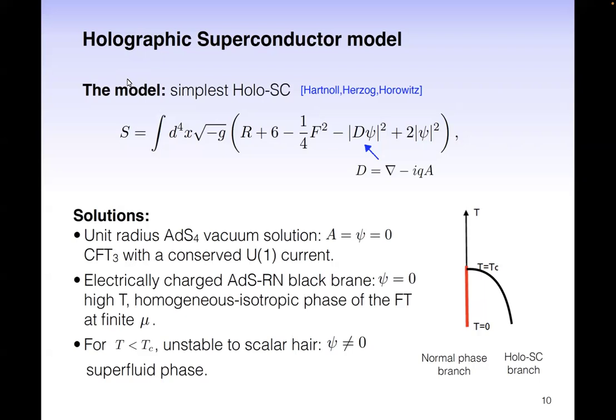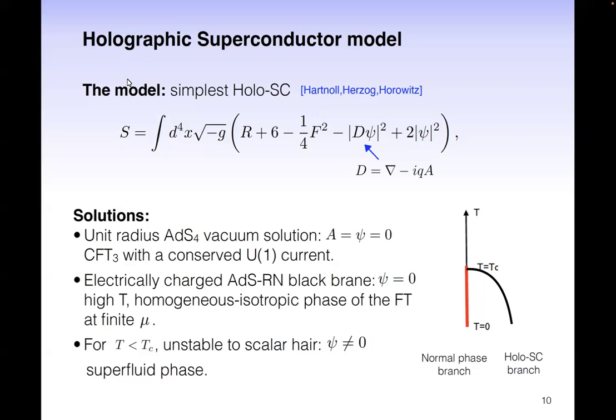And one level up in complication is the electrically charged AdS Reissner-Nordström black hole. So now we have a gauge field A that has a non-trivial profile outside the horizon. So we have an electric field in the bulk. But still, the scalar field is trivial everywhere. And this black hole configuration is now dual to the high temperature, homogeneous, and isotropic phase of the dual field theory when placed at a finite chemical potential.